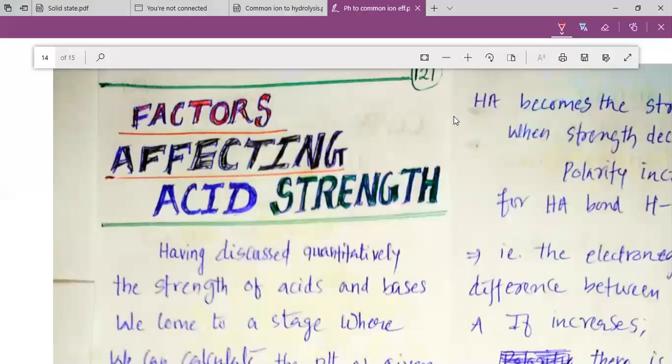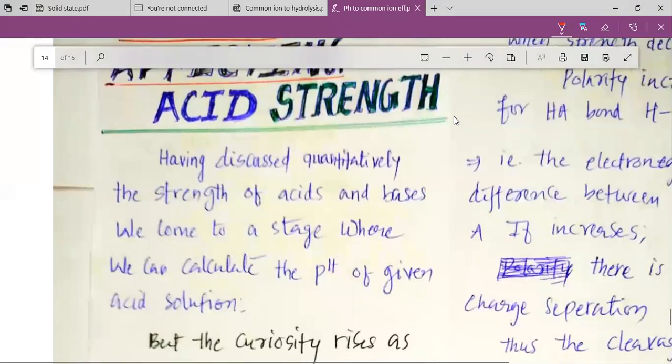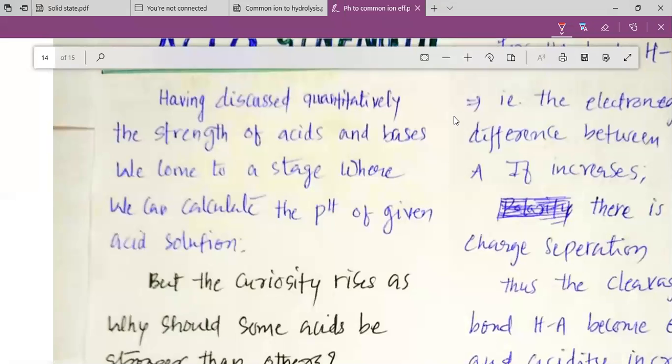In the second dissociation, the production of H+ or H3O+ ion is very small as compared to the first dissociation, and that is why the value of the first ionization constant is very high as compared to the second or third one. Now, my dear students, we want to study a very important point, which is known as the factors affecting acid strength. Let us study what the various factors are that affect our acid strength.